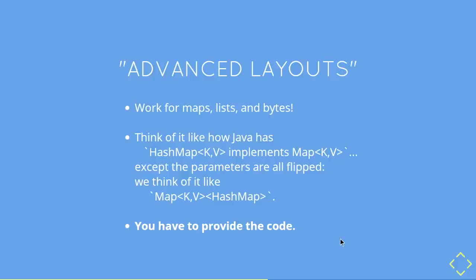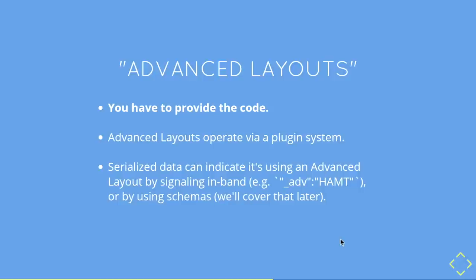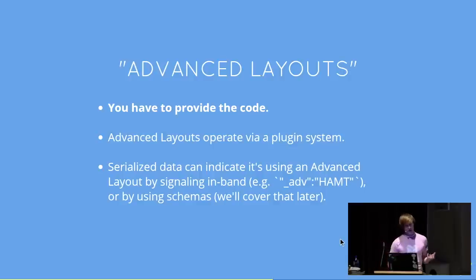The tricky bit is you have to provide the code for this. This is a thing that has a plugin architecture. So you have to supply your own code. The library requires some wiring for this, so it's not a totally built-in thing. And the idea is that this is something where people can bring their own algorithms. So some of my coworkers are really excited about these HAMT algorithms, but maybe you really like B+ trees. That's fine, and we're just going to make this a plugin thing. Serialized data can sort of try to indicate that it's going to use an advanced layout by having some magic keyword. We'll also have another mechanism for using these by schemas, but I need to introduce schemas first, so we'll come back to that.